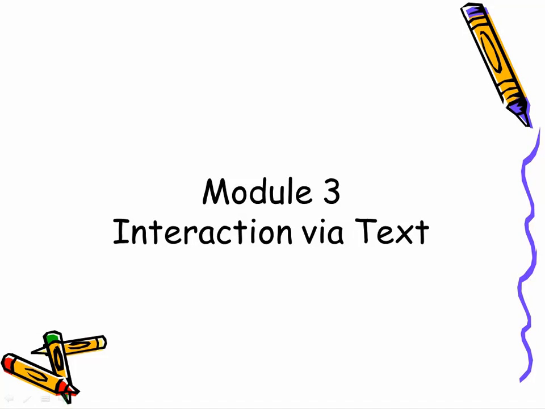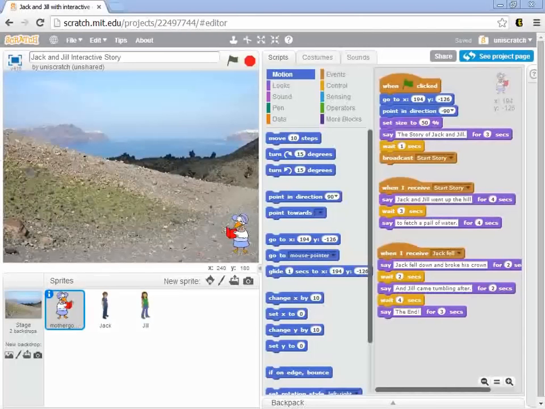Welcome to Module 3, Interaction via Text. In Module 2, we looked at the very beginnings of storytelling. And so at the very end of the unit, I asked you to animate a very basic story.